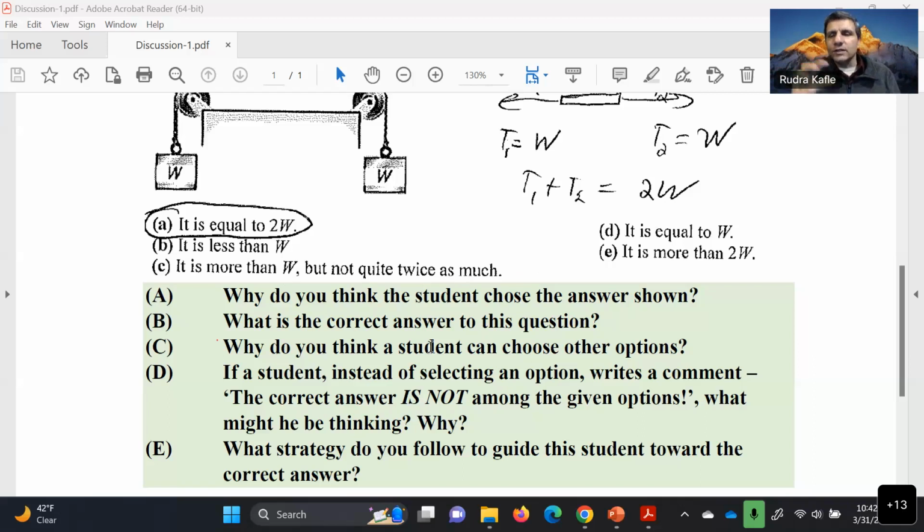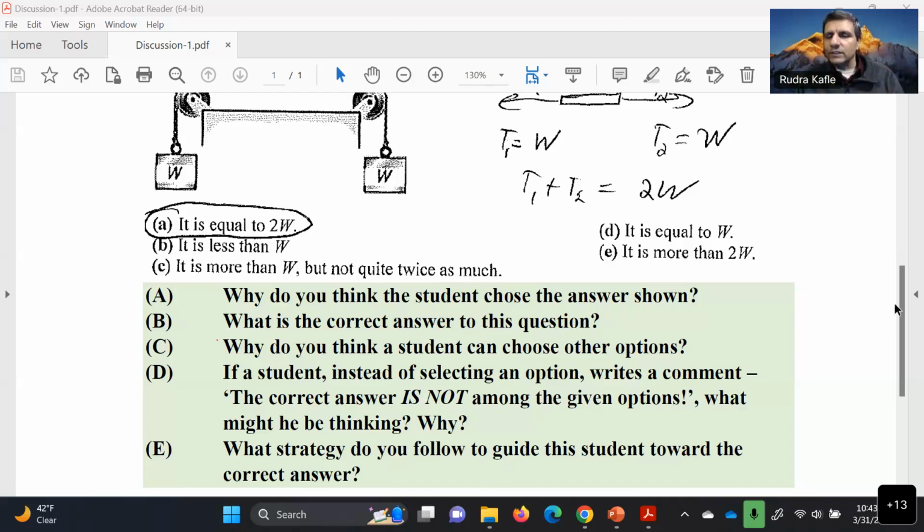So the main goal for these discussions is prompt number E: what strategy do you follow to guide this student toward the correct answer? So we discuss that. And then, when we end the session, the participants feel pretty happy, because they were not taught that way before.